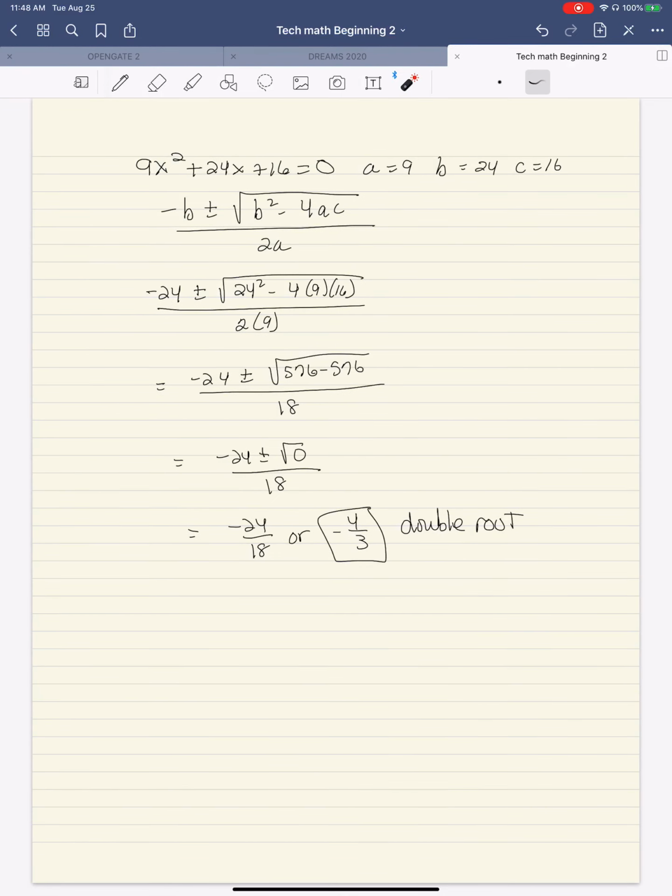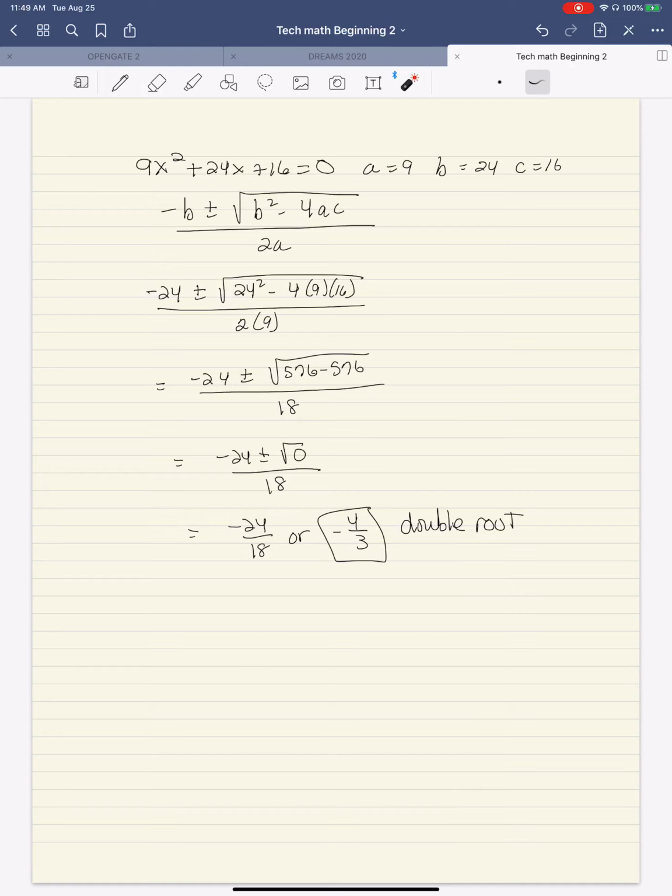All right, let's try another one. 9x squared plus 24x plus 16 equals 0. A is a 9, B is a 24, C is a 16. Minus B, so minus 24 plus or minus B squared, 24 squared, minus 4AC, so 4 times 9 times 16. 2 times A, so 2 times 9. So I got minus 24 plus or minus 24 squared is 576. 4 times 9 times 16 is 576 divided by 18.